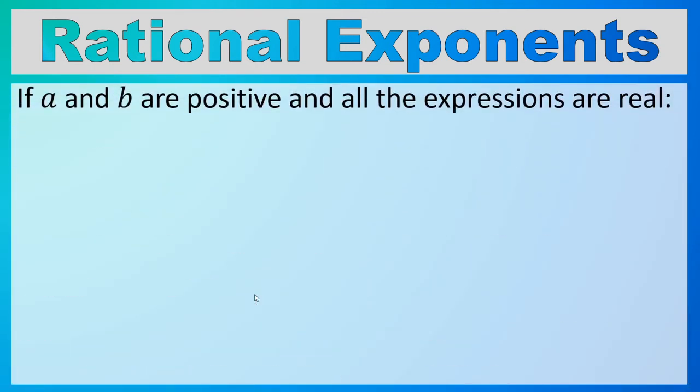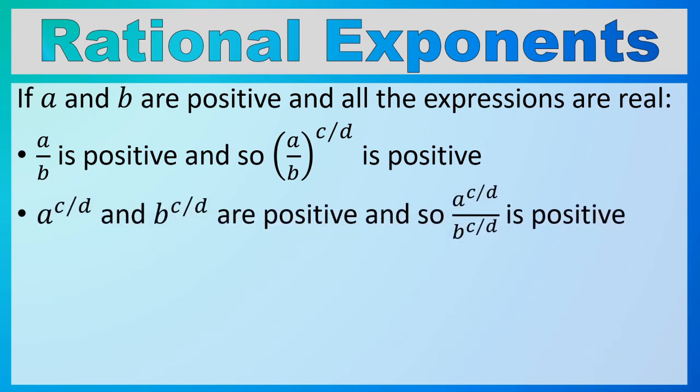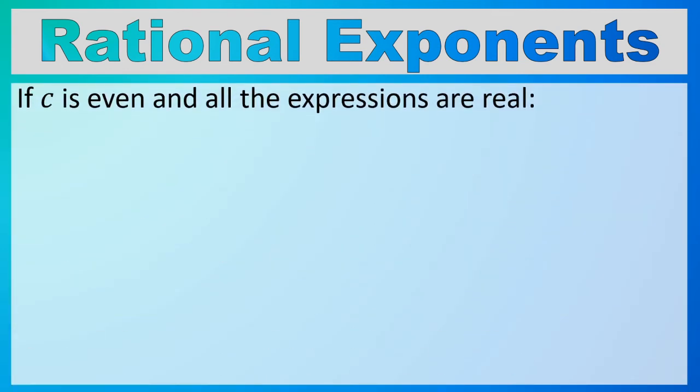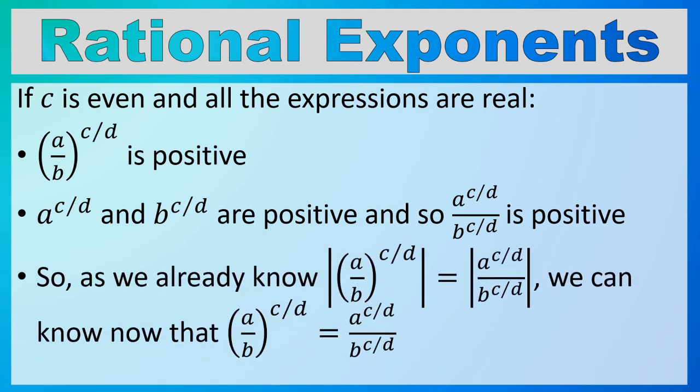If a and b are positive and all the expressions are real, then that expression is positive, and so that expression is positive. That expression and that expression are positive, and so that expression is positive. And so as we already know that they're equal with the absolute values, we also know that they're equal without the absolute values because both the left and right hand side are positive. If c is even and all expressions are real, then that expression is positive, and so those two expressions are positive, and so that expression is positive. And so as we already know that they're equal with the absolute values, we can now know that they're equal without the absolute values.